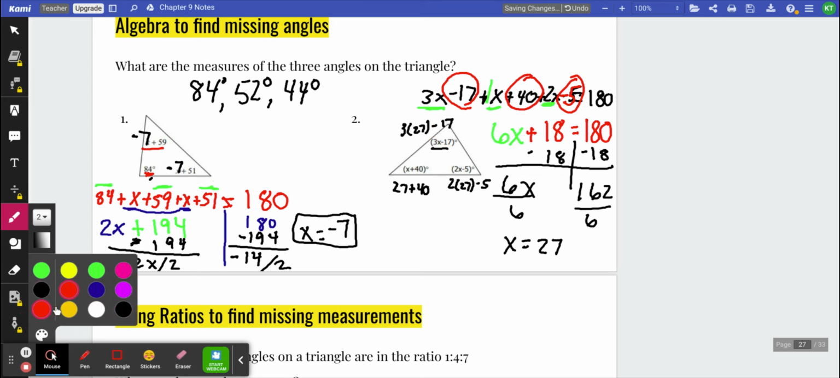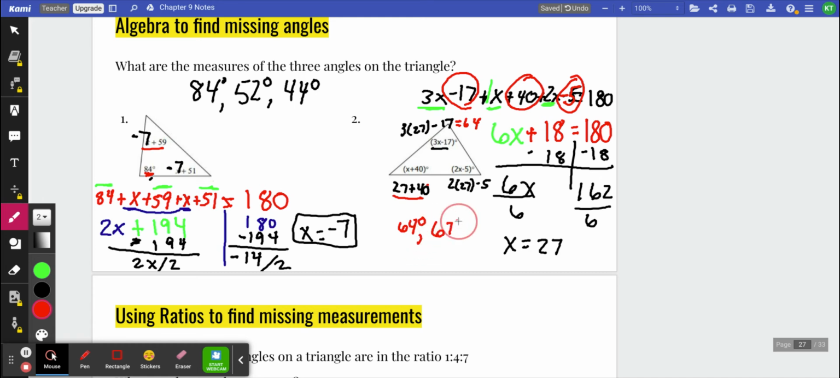So if we plug those values in, let's start with 3 times 27 minus 17. This top angle is going to be 64. So 64 degrees is one of them. And if we go to this one here, 27 plus 40, we get 67. So 67 degrees. And then 2 times 27 minus 5 gives me 49. So my third angle is 49 degrees.